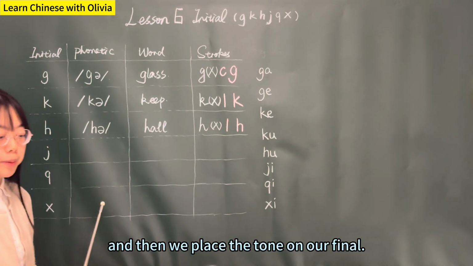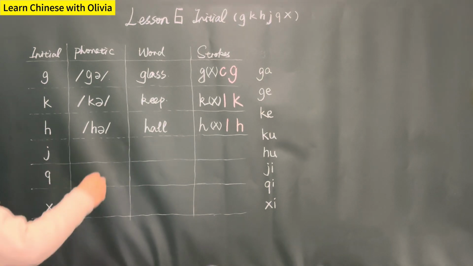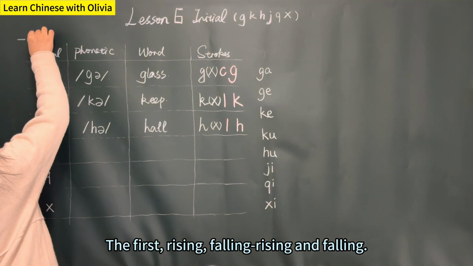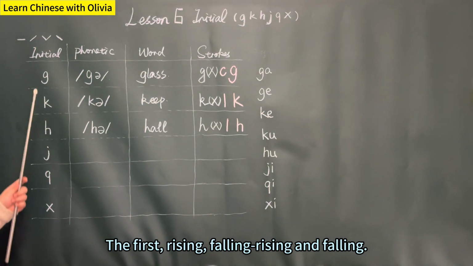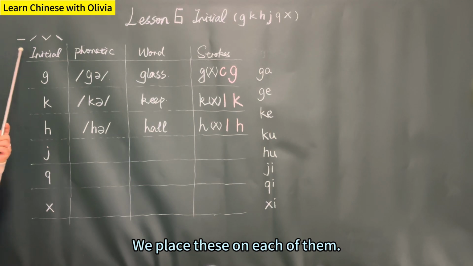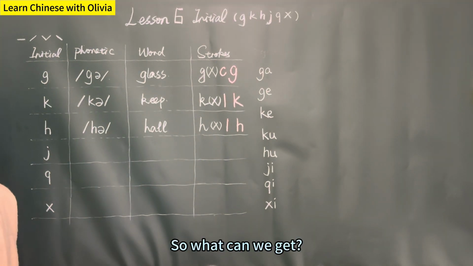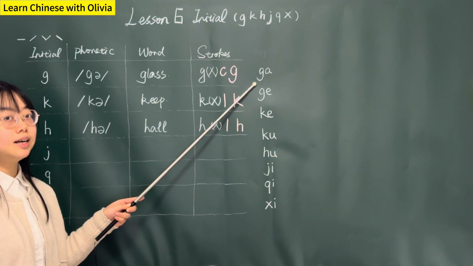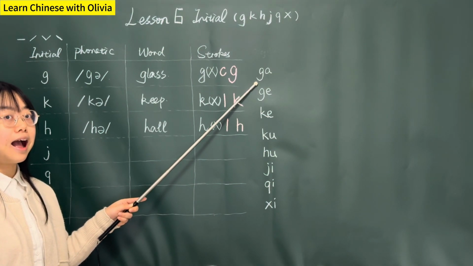And then we place the tones on our finals: the first tone, rising, falling-rising, and falling. We place these on each of them. So what can we get? G, a, ga.